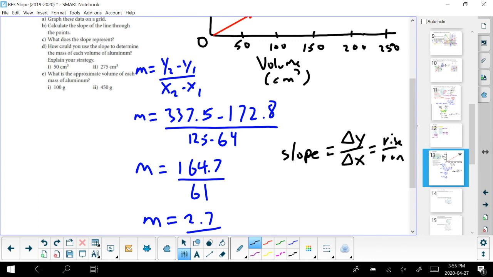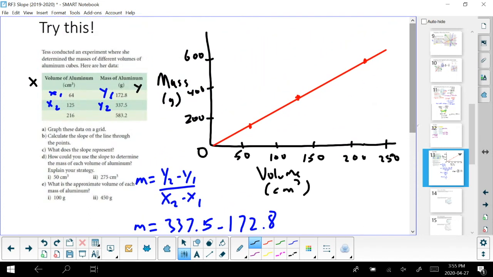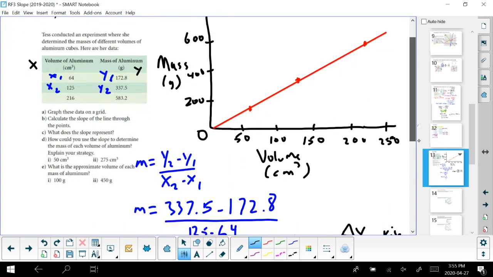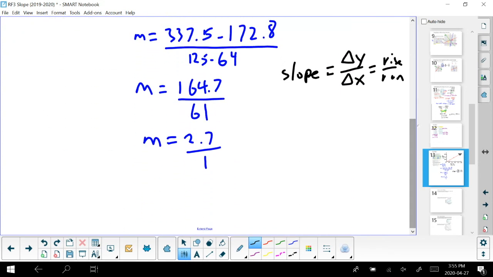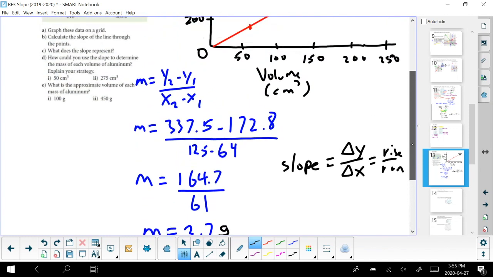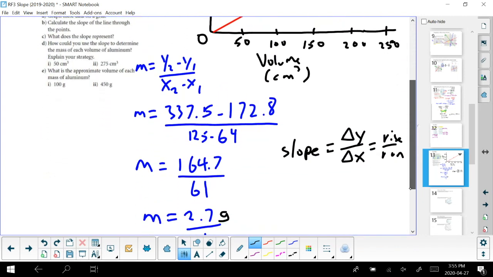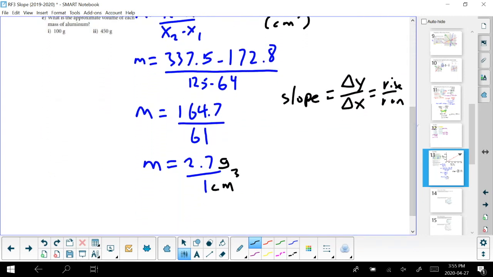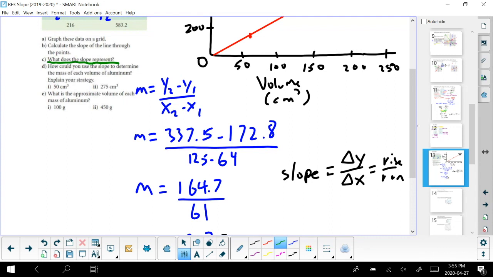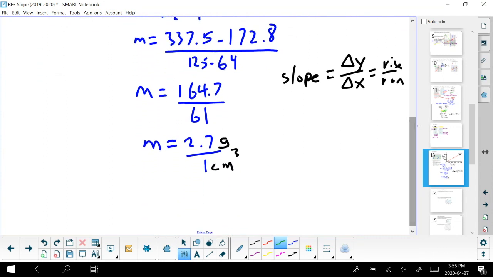What is our change in y here? Our change in y is actually looking at our mass change in grams. So we can think of that as your change in grams over your change in your x values, which is your change in volume, so per cubic centimeter. So we can say that our slope represents the relationship of 1 cubic centimeter always weighing 2.7 grams.